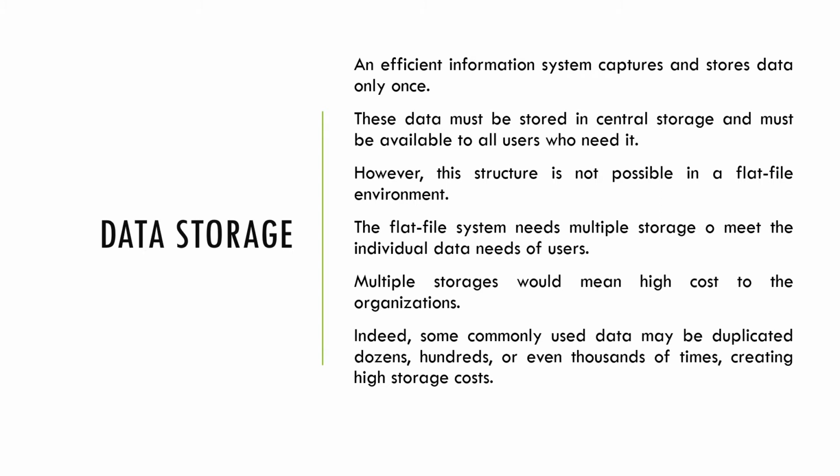An efficient information system captures and stores data only once. This data must be stored in central storage and must be available to all users who need it. However, this structure is not possible in a flat file system because the flat file needs multiple storage to meet the individual data needs of users. Multiple storage means high cost to the organization. But this is commonly used, even nowadays. Data are duplicated dozens, hundreds, thousands of times, which creates high storage needs, but they are still using the flat file system. This is really costly. And then, of course, there is data redundancy, and it costs, and there are also time constraints when you are using a data file system.